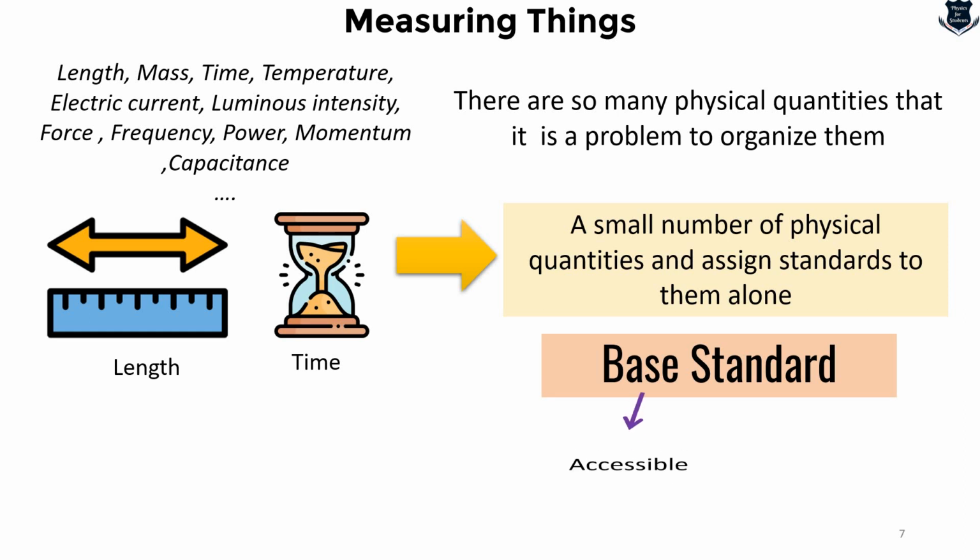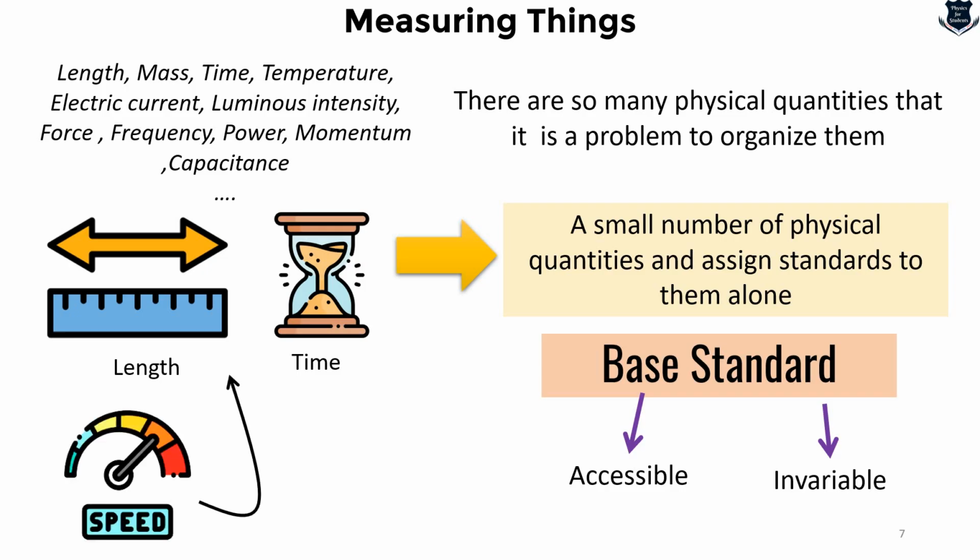Now, these base standards should have two characteristics. One is that it should be accessible, and the other is that it should always be invariable, because if it varies, then it cannot be called a base standard. For example, speed is defined in terms of the base quantities, length and time. So base standards must be both accessible and invariable.